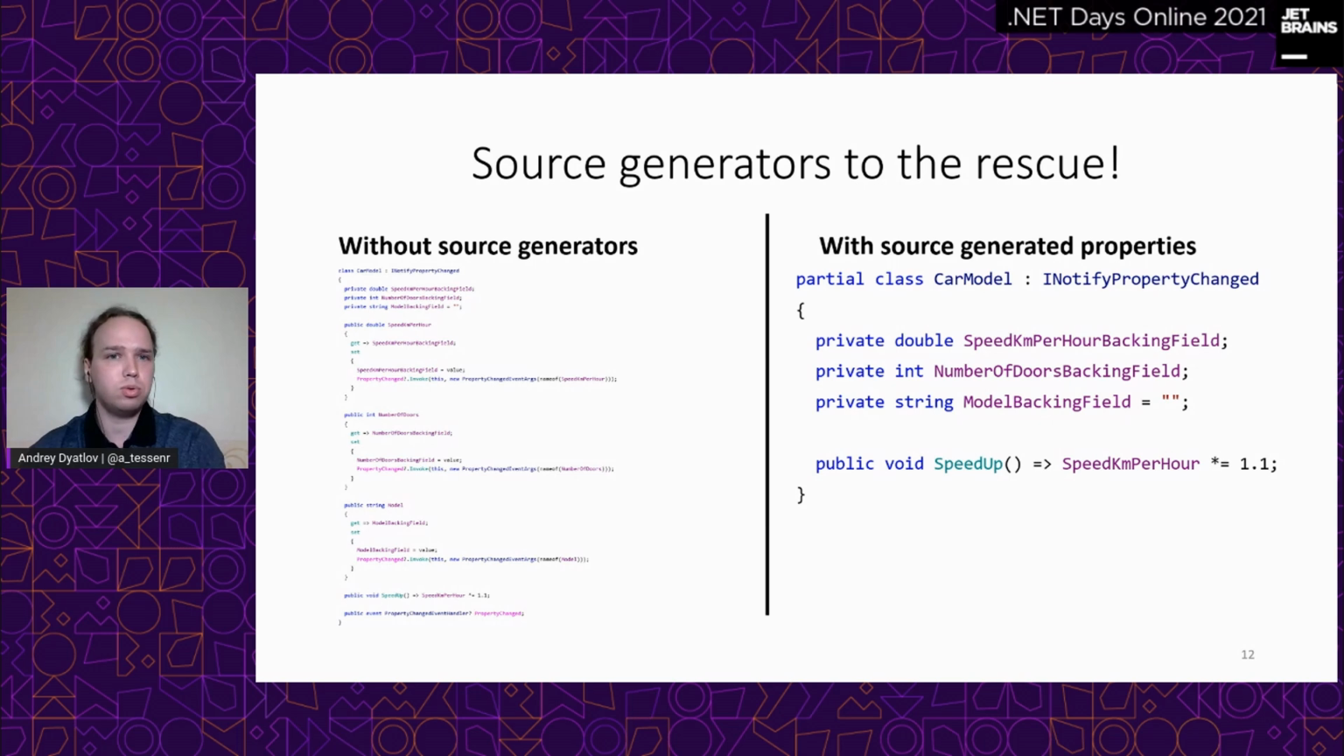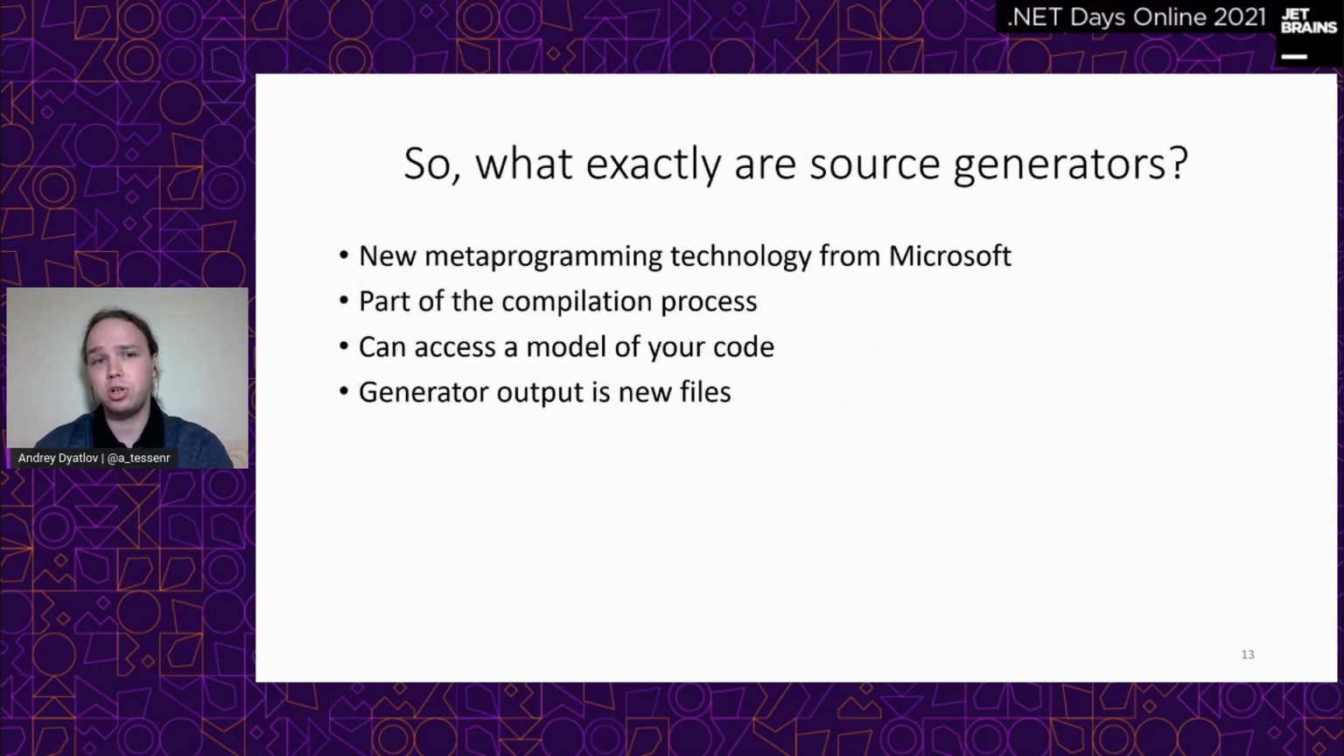So what are source generators? As I mentioned before, it's a new metaprogramming tool from Microsoft. Basically, you are going to write a type that will be a part of the compilation process. It can access a model of your code and generate new files based on it.